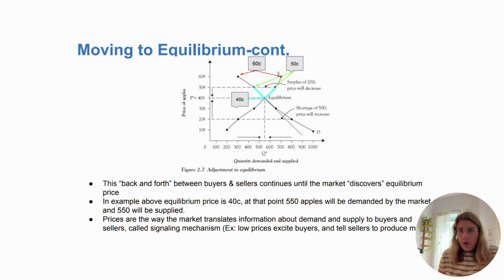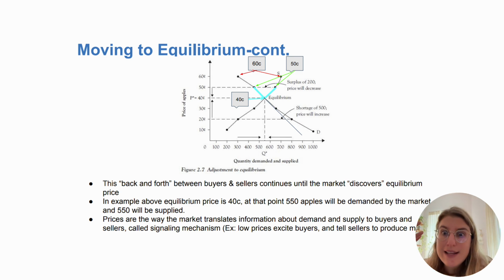So what we've been describing is a back and forth process between buyers and sellers, and this process continues until the market discovers the equilibrium price. So in this example, that equilibrium happens at 40 cents per apple. And at this price, the quantity demanded is 550 apples, and the quantity supplied is 550 apples. And that matches up perfectly. So there's no surplus at this price, and there's no shortage, and therefore there's no pressure for prices to change further.